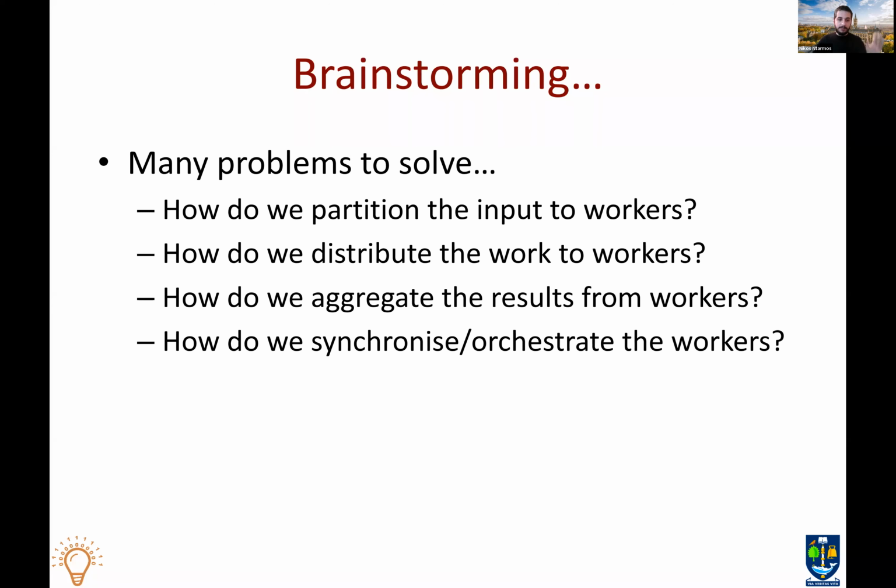Once we have, let's say, decided that, then how do we distribute the work to workers? Assuming we have our big input, we've split it into n components, one for each worker. How do we give it to the workers? I mean, physically, do we put it somewhere where they take it? Do we send it over the wire to some place? Exactly what is the mechanism?